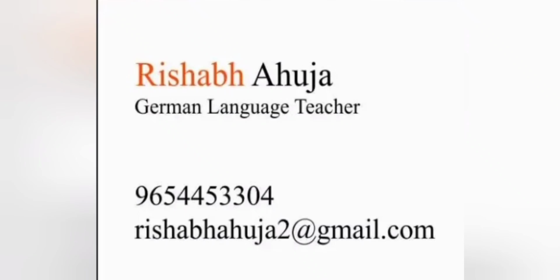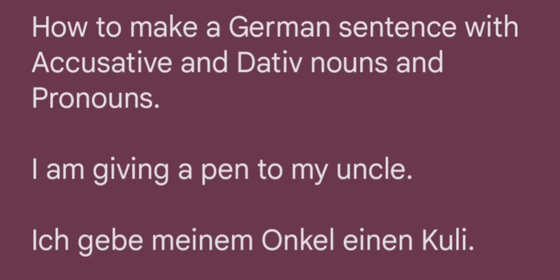Hello students, in this video we are going to learn how to make a German sentence with accusative and dative nouns and pronouns. For example, there is a sentence, I am giving a pen to my uncle. So we can make this sentence in German like this: Ich gebe meinem Onkel einen Kuli.